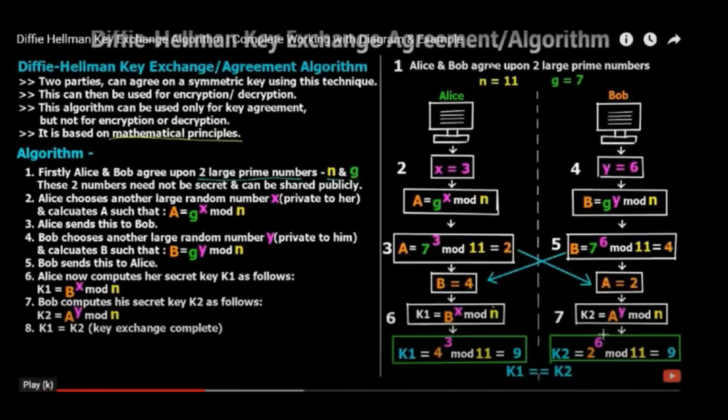It's a mathematical algorithm. It's like magic. You can take any numbers, any two random prime numbers for N and G. Randomly you take X and Y, apply this formula, exchange it, and you will finally get K1 and K2 the same. So this is called the Diffie-Hellman key exchange algorithm.